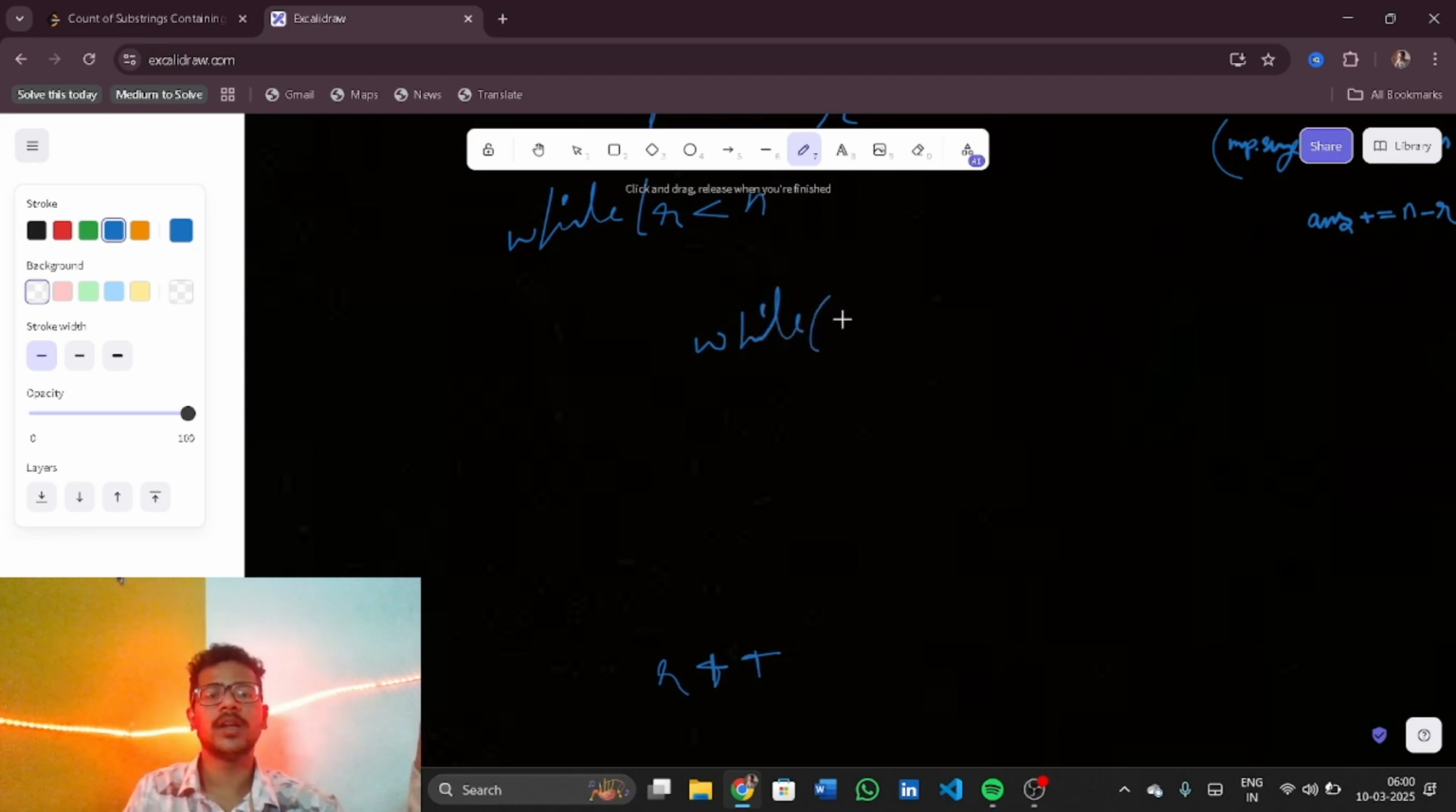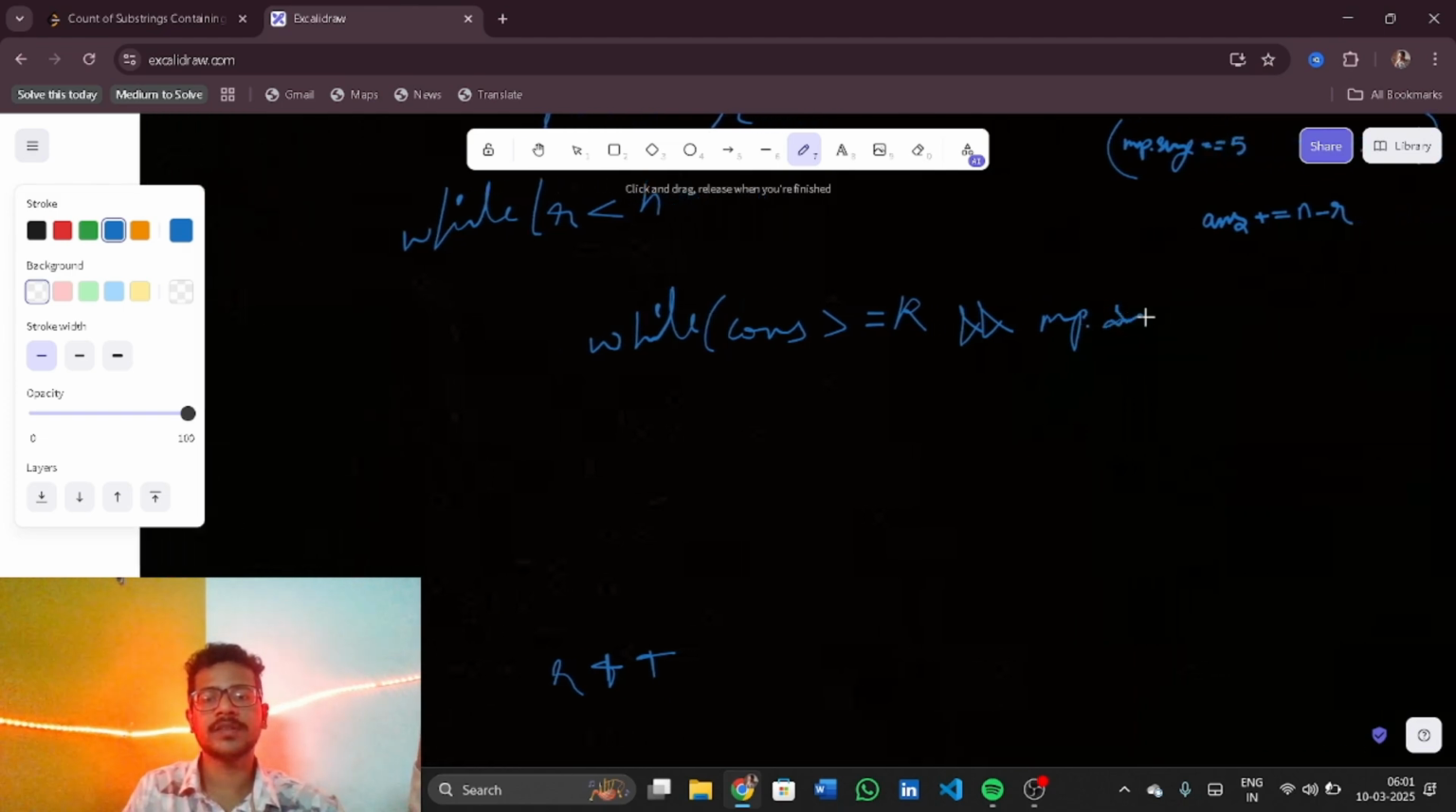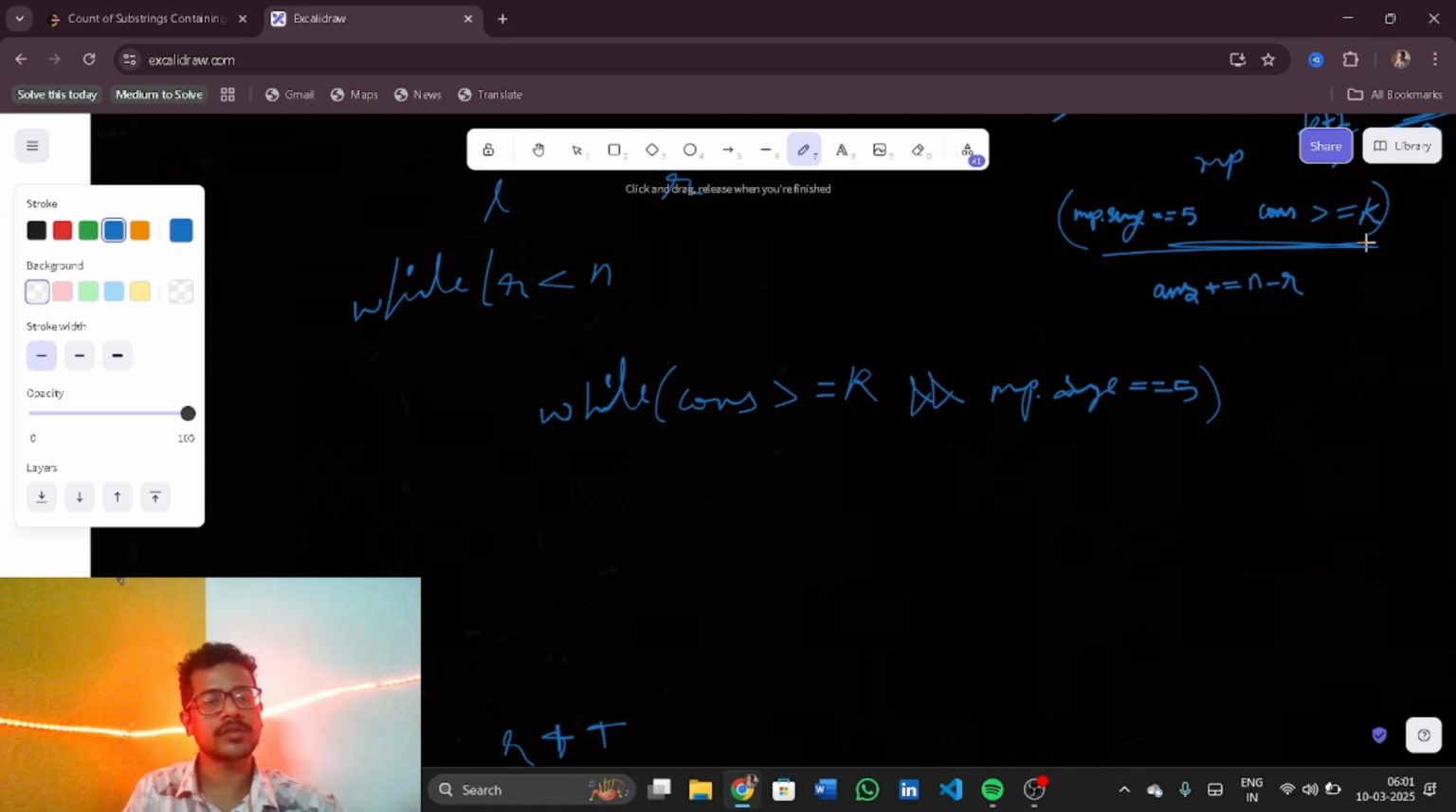So, while consonants count is greater than or equal to k, and my vowels map size, my MP size is 5. If my vowels size is 5, I need to do something. If mp.size is equal to 5 and consonants count is greater than or equal to k, answer should be incremented by n minus r. So answer plus equals n minus r. As I'm incrementing my r at the last, I will get an r here.